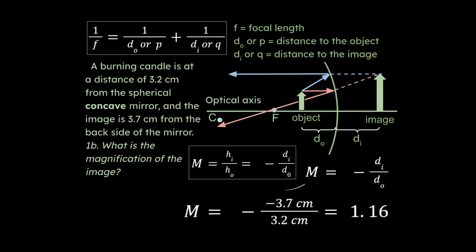So we're going to go ahead and do that. We plug in our numbers, and we end up with 1.16. Notice this is a unitless answer, and what that means is it's a ratio of the height of the image over the height of the object. I think this is the easiest way to think about it. So what this is telling us is the image is going to be 16% larger than the object was.